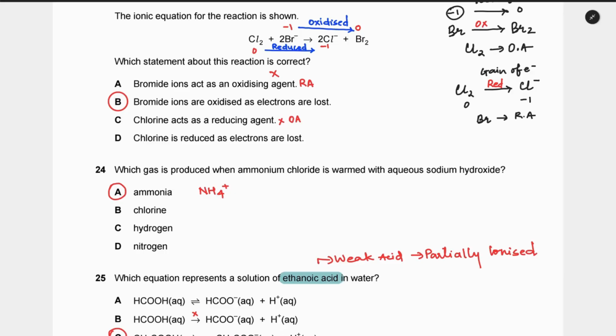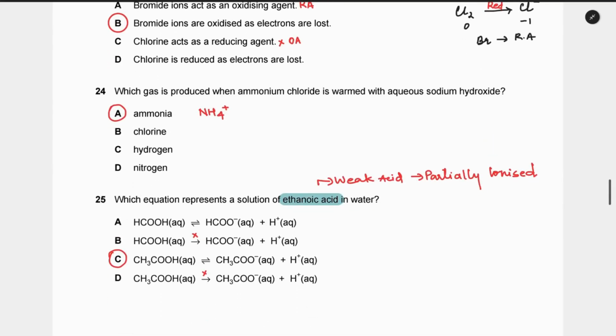Next, 24. Which gas is produced when ammonium chloride is warmed with aqueous sodium hydroxide? When ammonium chloride is warmed, it is going to release ammonia, which gives me the ions as ammonium. So the gas which is going to be released is ammonia.